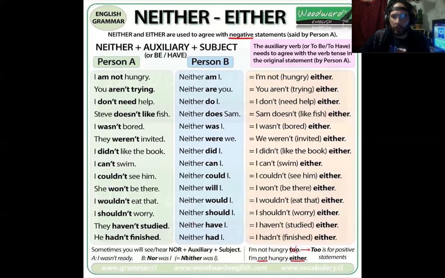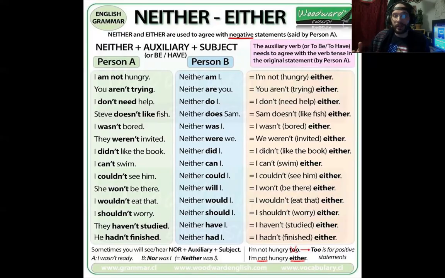All right. We are just about going to wrap up. This will be a nice short little video for you. But let's look on the bottom. There's some notes here just in case you're curious about these. Sometimes you'll see or hear nor plus auxiliary plus subject. So a slightly different formula in this case. It's a little old fashioned, but sometimes people will say it.